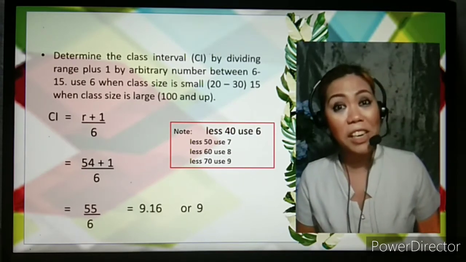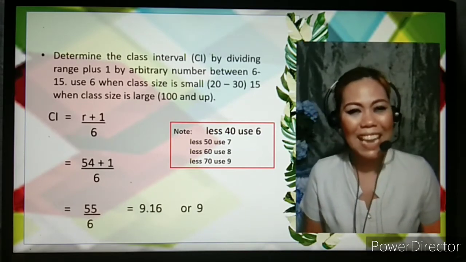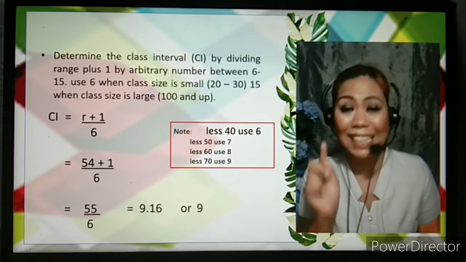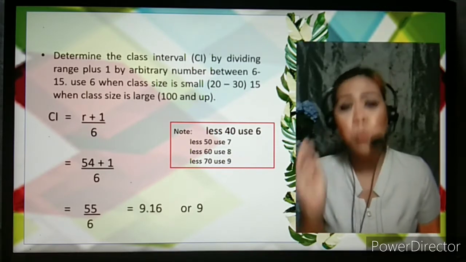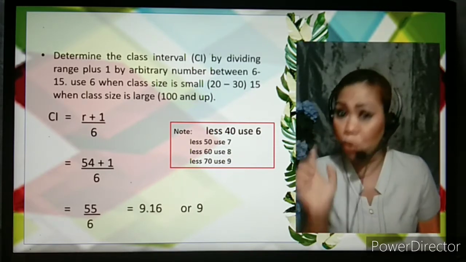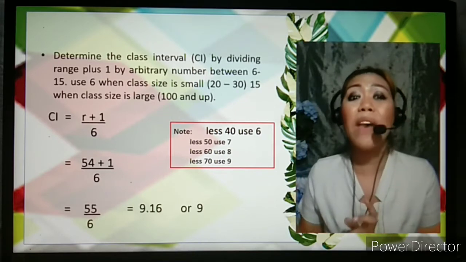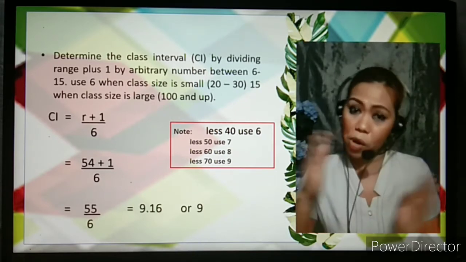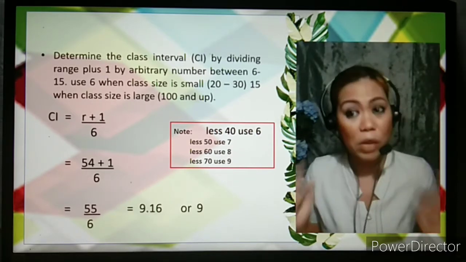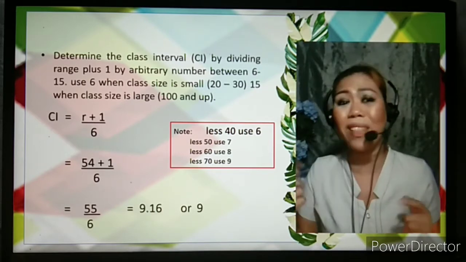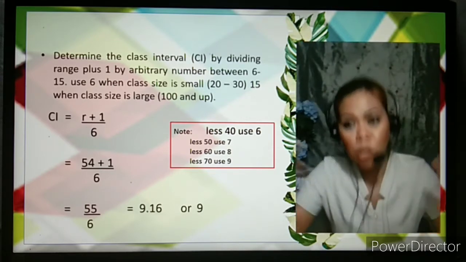Are you still there? Okay, so next step. You have to determine the class interval or CI by dividing range plus 1 by an arbitrary number between 6 to 15. This time we're going to use 6 when the class size is small, from 20 to 30, or let's just say less than 40. So we'll be using 6. And you can use 15 when the class size is large, like 100 and up. So look at the example.